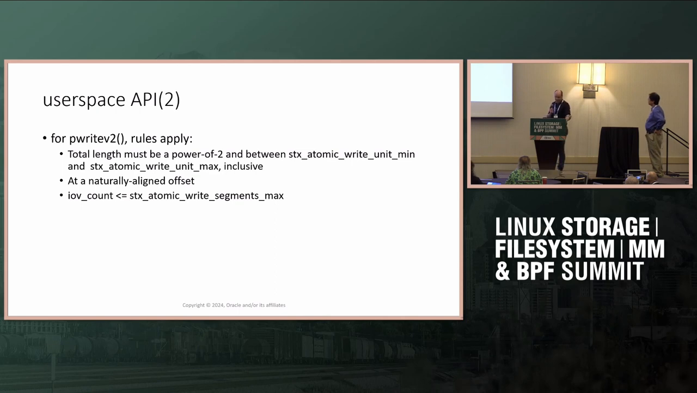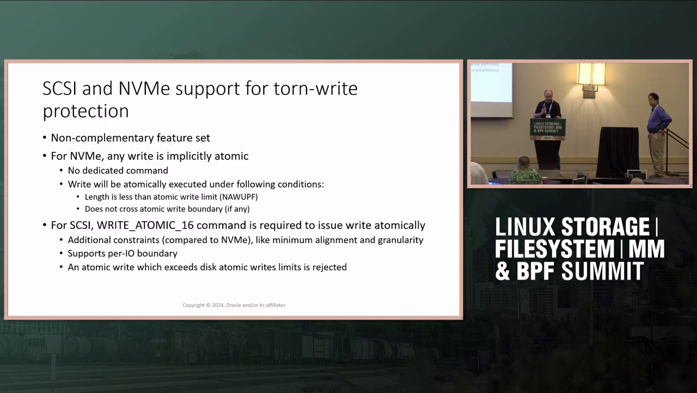So, and the rules that apply for the pwritev2 using the RWF_ATOMIC are: the total length of the write must be between the min and the max inclusive and a power of two. It must be at a naturally aligned offset, and the actual maximum number of segments you can use in your pwritev2 call must be equal to or less than the value in the atomic write segments max. Okay. So that was really introduced such that we can actually guarantee to user space that when they issue an atomic write, it can actually fit into a single bio and be sent down to the actual hardware device as a single request and submitted as a single actual transaction. Just a note on SCSI.